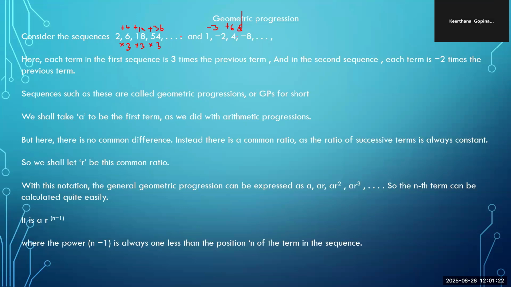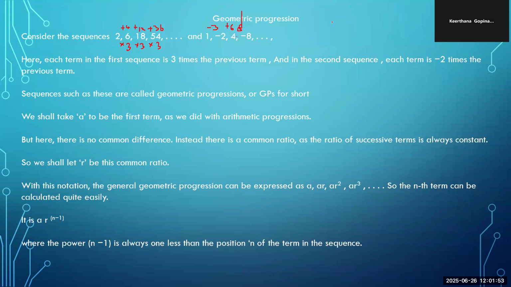For the other sequence, it is minus 2. 1 into minus 2 is minus 2, and minus 2 into minus 2 is 4. 4 into minus 2 is minus 8. Simple, right? So, good, you found it out. Now you see this.